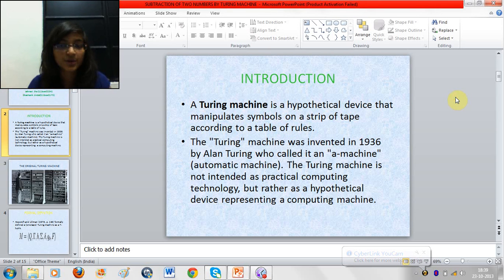First, we'll introduce what a Turing machine is. A Turing machine is a hypothetical device that manipulates the symbols on a strip of tape according to a table of rules. That is, we have a tape, and according to the rules, we can manipulate the symbols on that given tape. The Turing machine was invented in 1936 by Alan Turing, who called it an A machine or the automatic machine. The Turing machine is not a practical computing technology, however, it can emulate a computing machine as a hypothetical device.